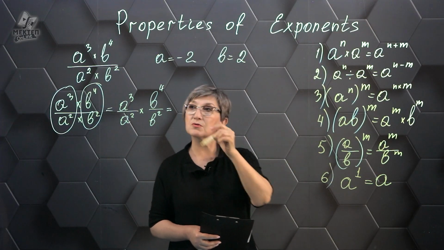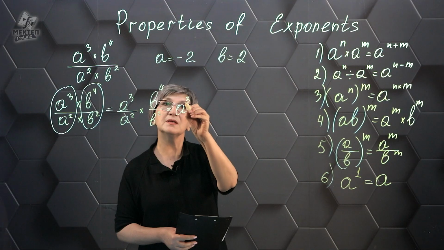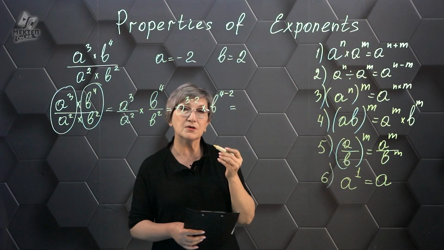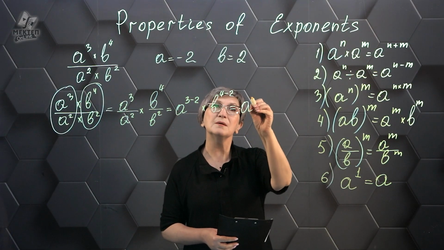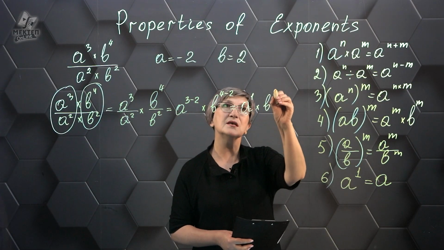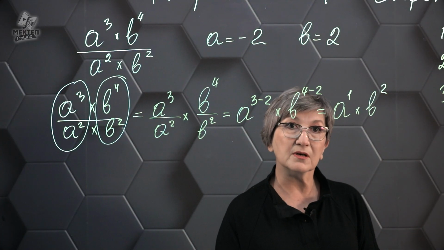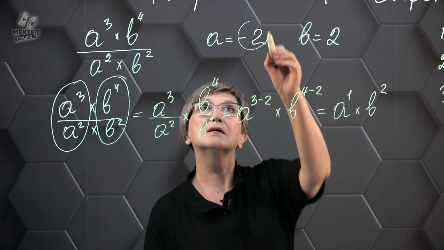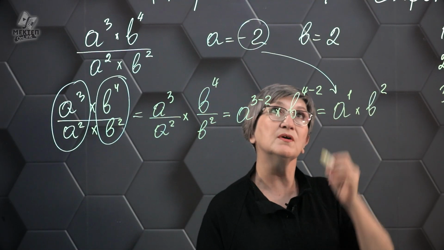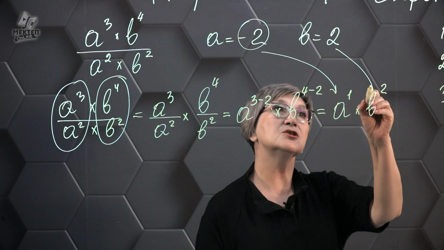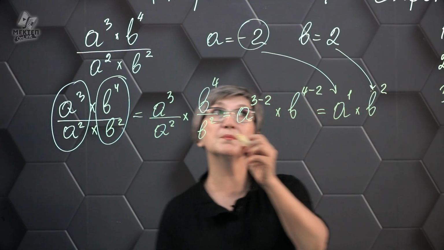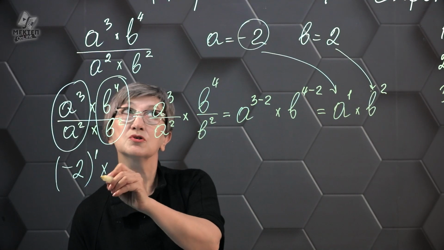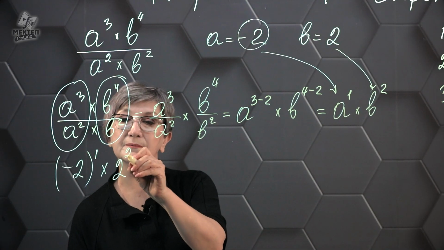Now, using our second property, I get a to the power of 3 minus 2 times b to the power of 4 minus 2. And as a result, I have a to the power of 1 times b to the power of 2. When I simplify the expression, I can substitute for the variable a the value -2, and in place of the variable b, the value 2. And then the result would be (-2) to the first power times 2 to the power of 2.